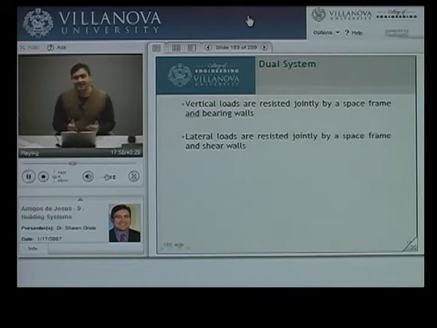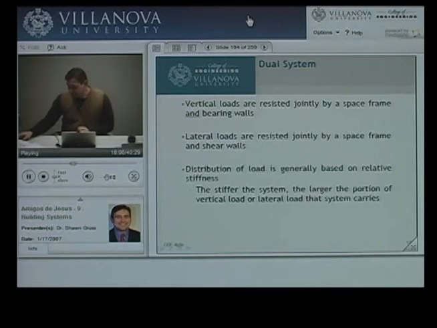I'm going to design it as a dual system, letting each of those two elements both resist vertical and lateral loads. If I consider how to design something like that, it gets really complex, because if I consider, for example, the lateral load, if I have a shear wall and a moment frame, how much of the lateral load?